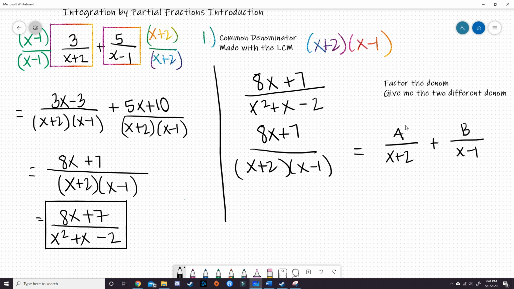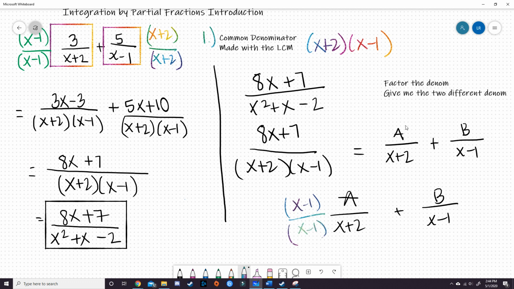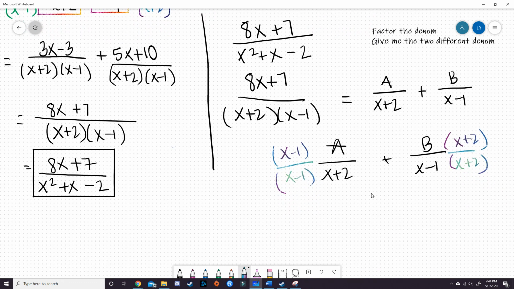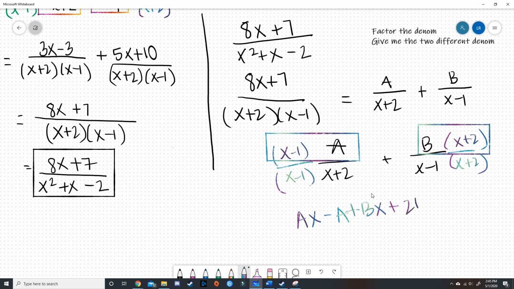So here we go. What we want to do with this is we want to say, okay, I have something over x plus 2. I have something over x minus 1. Well, let's multiply this side by that, what would make it a least common multiple. We'll multiply this side the same way. And now I'm going to have my a's and my b's. So ax minus a, I distributed this in, plus, distribute this in, bx plus 2b.